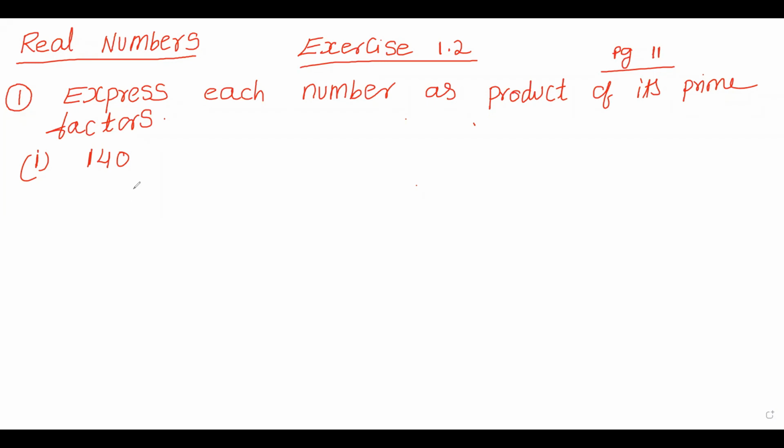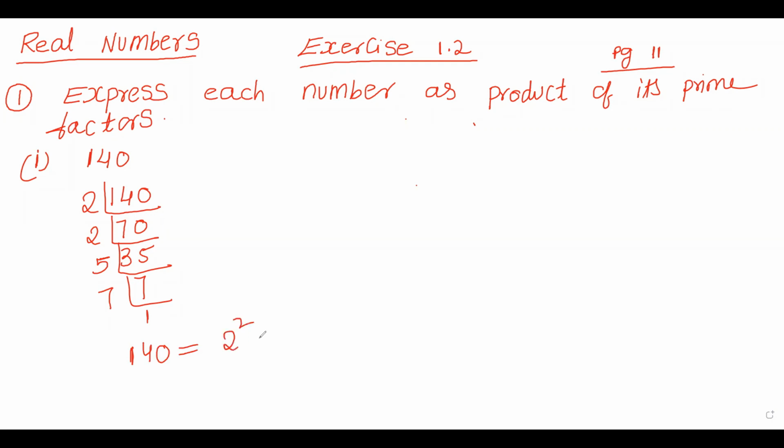Let's find the prime factorization of 140. Two 70s are 140. Two 35s are 70. Five 7s are 35. 7 ones are 7. So 140 can be expressed as 2 square into 5 into 7. That's it.